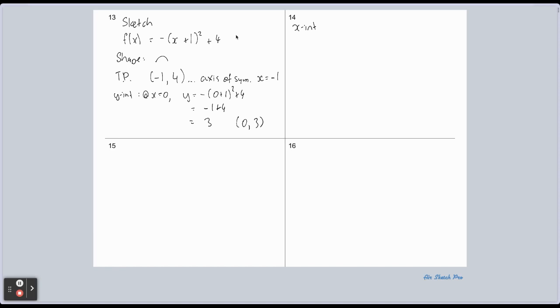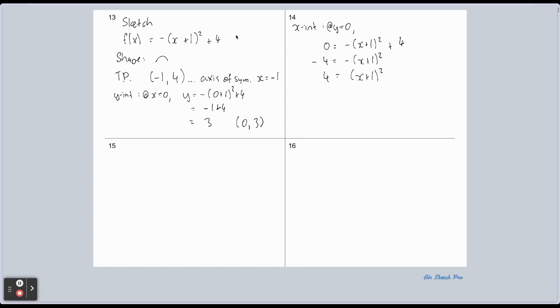The x-intercepts, if they exist, and we can pretty much at this point suspect that they do exist based upon the shape and where the turning point is. So the x-intercepts are at y equals 0. So we set y equal to 0 and solve. 0 is equal to negative (x plus 1) all squared plus 4. Subtract 4 from both sides to get -4 is equal to negative (x plus 1) all squared. Multiply both sides by -1 and we'll get 4 is equal to (x plus 1) all squared. That's what I'm aiming for, to get the squared term all by itself.